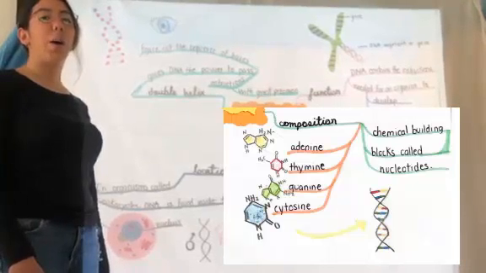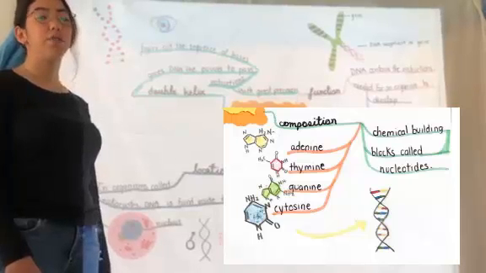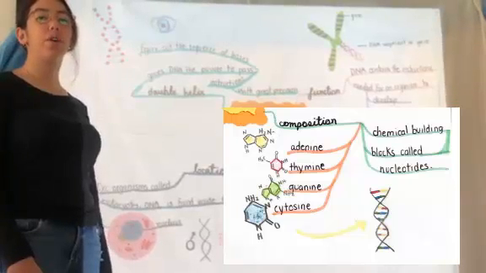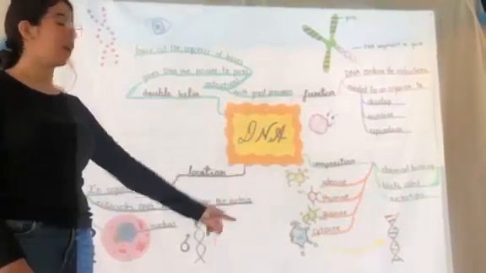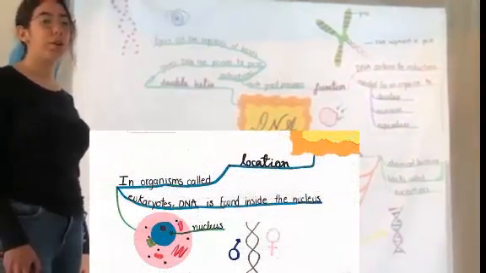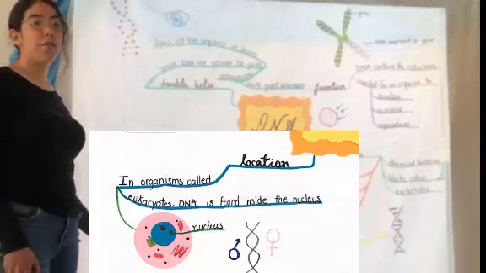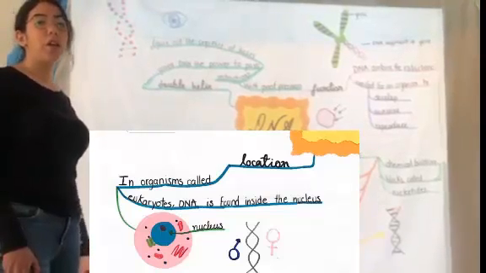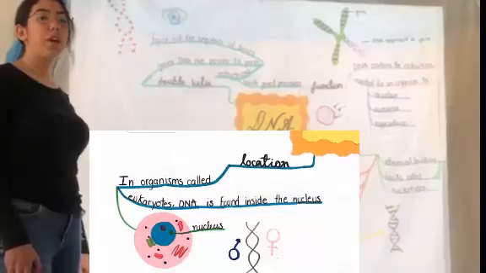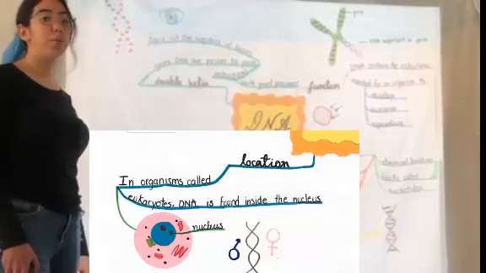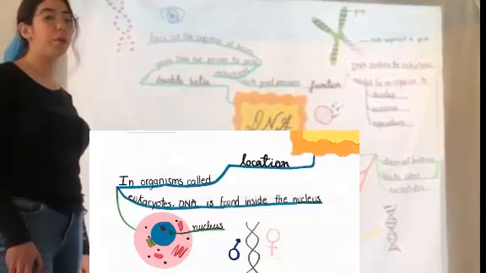These are made of three parts: a phosphate group, a sugar group, and one of four types of nitrogen bases: adenine, thymine, guanine, and cytosine. In organisms called eukaryotes, DNA is found inside the nucleus. In sexual reproduction, organisms inherit half of their nuclear DNA from the male parent and half from the female parent.